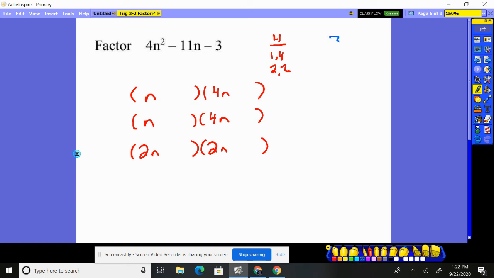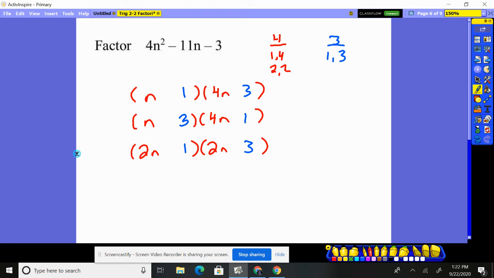Notice with 3, the only thing is a 1 and a 3. So I could have the 1 here, the 3 here, and flip them, 3 and 1. Do I really need to flip them? No, because it's just going to be the same thing. Because even if you flip them, these are both 2n's. It doesn't change it. Now, we need a loss of 11.